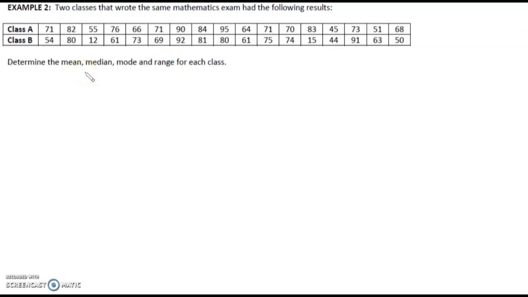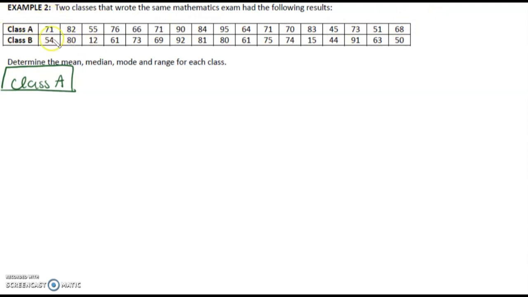Okay, example 2. 2 classes that wrote the same mathematics exam had the following results. So we have class A, and these are the results, and then class B, again, results. Determine the mean, median, mode, and range for each class. So let's start with class A, and let's start by listing all of these values here.